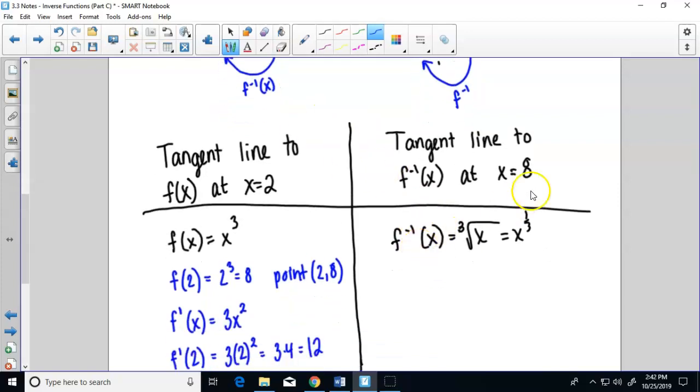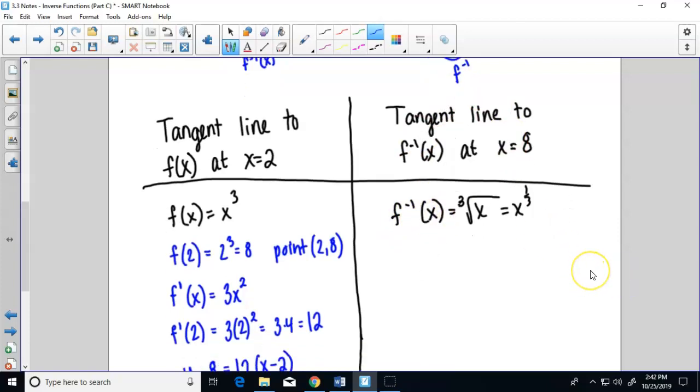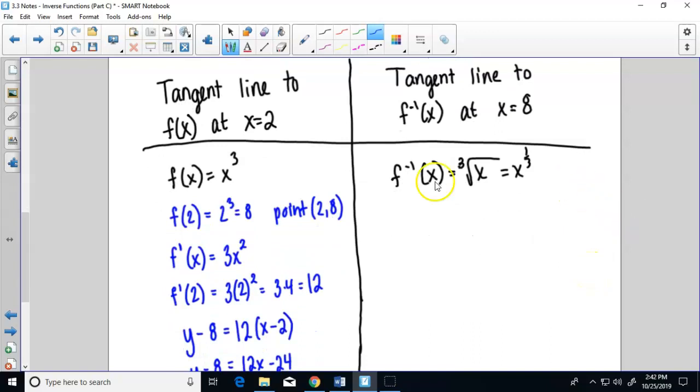So at x equals 8, we want to find the tangent line to f inverse of x. So first we have to find the point for f inverse of x. So this time we are plugging into the inverse, but f inverse of 8 is going to equal the cube root of 8, which is 2, which we've already seen quite a bit. So our point on our inverse is (8, 2).